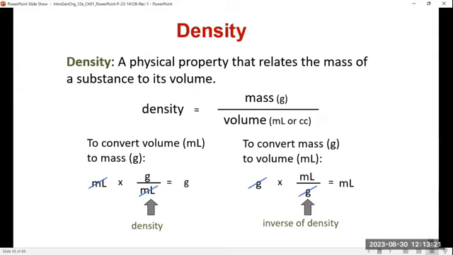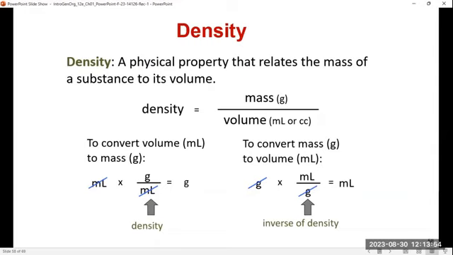Conversion factor right here, which converts milliliters to grams. Milliliters multiplied by density gives grams. Grams divided by density, or multiplied by the inverse of density, you get the milliliters. So if you are given milliliters of a sample and density, you can get the mass of the sample, vice versa. Milliliters could be converted to grams.